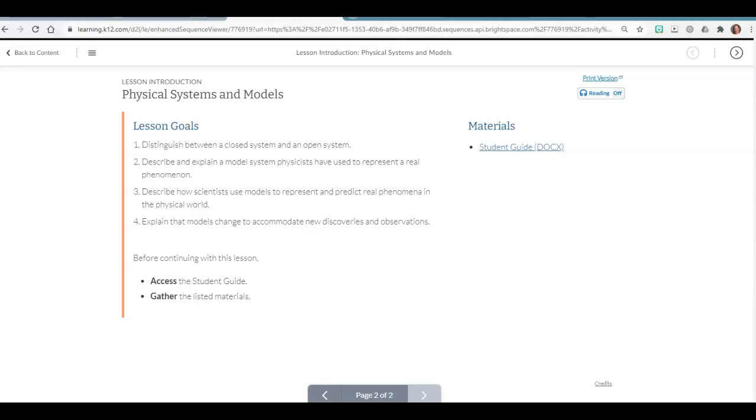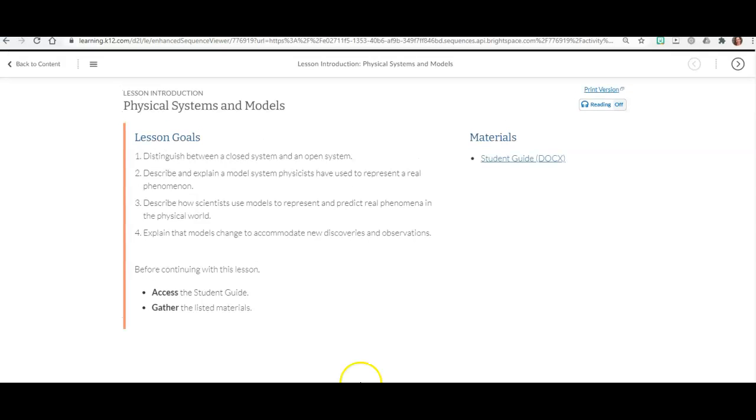Our lesson goals here will be: 1, distinguish between a closed system and an open system. 2, describe and explain a model system physicists have used to represent a real phenomenon. 3, describe how scientists use models to represent and predict real phenomena in the physical world. And 4, explain that models change to accommodate new discoveries and observations. These are important things that we'll want to make sure we have answered in our notes.